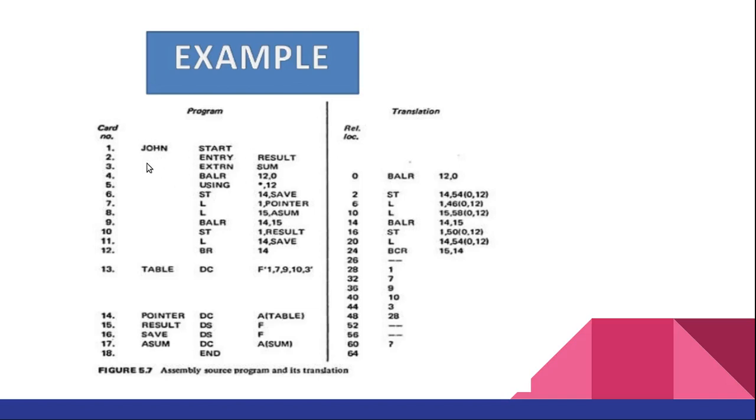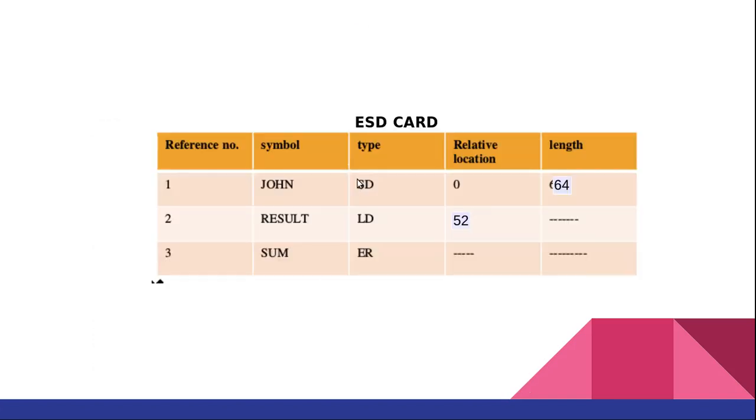First we'll consider the symbol John. It is the name of the segment. Then what is the total length of the entire segment? 0 to 64, that means 64 bytes. Then what is the relative address of the symbol John? That means the starting address of John, which is 0. Now you can enter this information into the ESD card. The first symbol is John, and since it is defining the segment name, the type is segment definition, that is SD. The relative location, the starting address of the program John, is 0. The total length of the segment is 64.